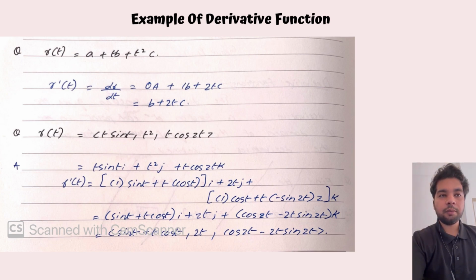Now with b we have t, and with c we have t square, but with a its coefficient is 1. Now let's solve. r prime t equal to d over dt, which is product rule, equal to with 1a is essentially 0a plus t is 1b plus with t square is 2tc, basically 2tc. Now the final answer is 0a will be cancelled, plus b plus 2tc.